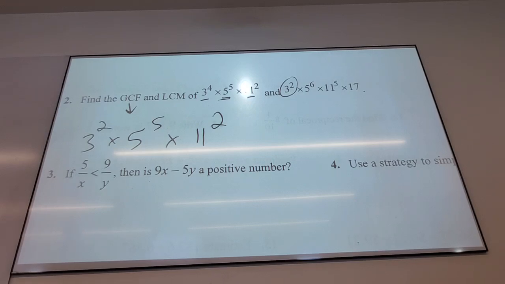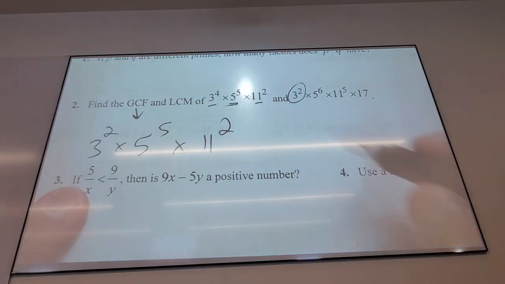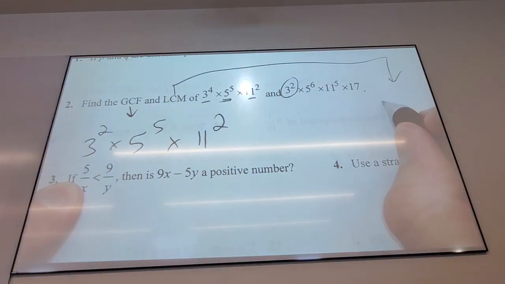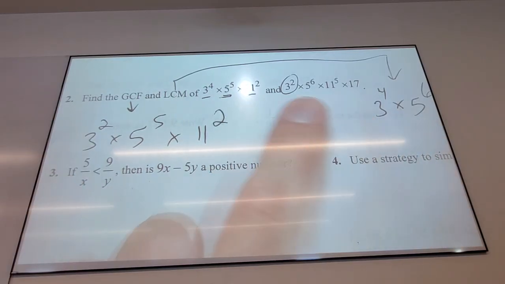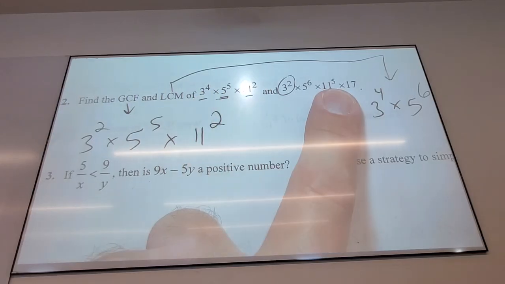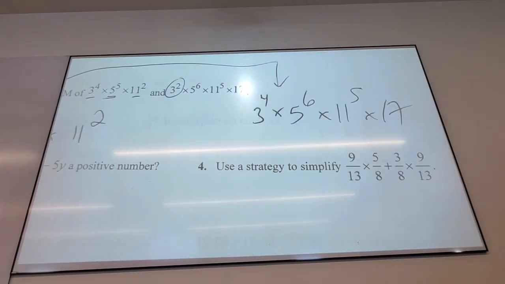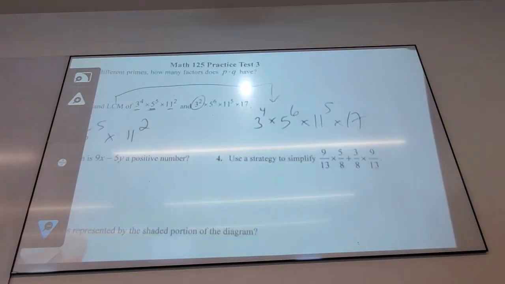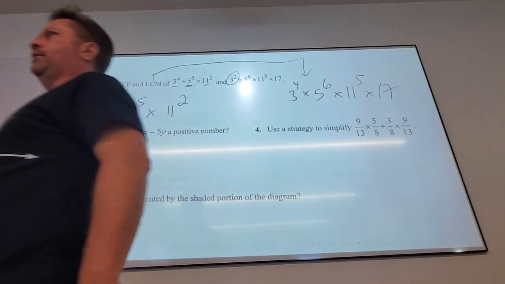multiply up to be. So what's the highest power on the 3? Yeah, 3 to the 4th. What's the highest power on the 5? 6. What's the highest power on the 11? And what's the highest power on the 17? That would be the LCM. That is the smallest number they can multiply up to be.